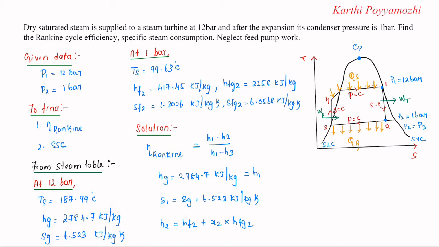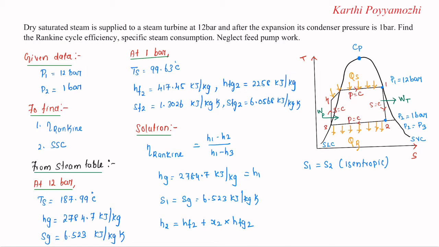This dryness fraction can be found by equating the values of the entropy. Since the expansion process is taking place isentropically, the entropy at state point 1 will be equal to that at state 2. That is, S1 will be equal to S2, since the expansion process is isentropic.